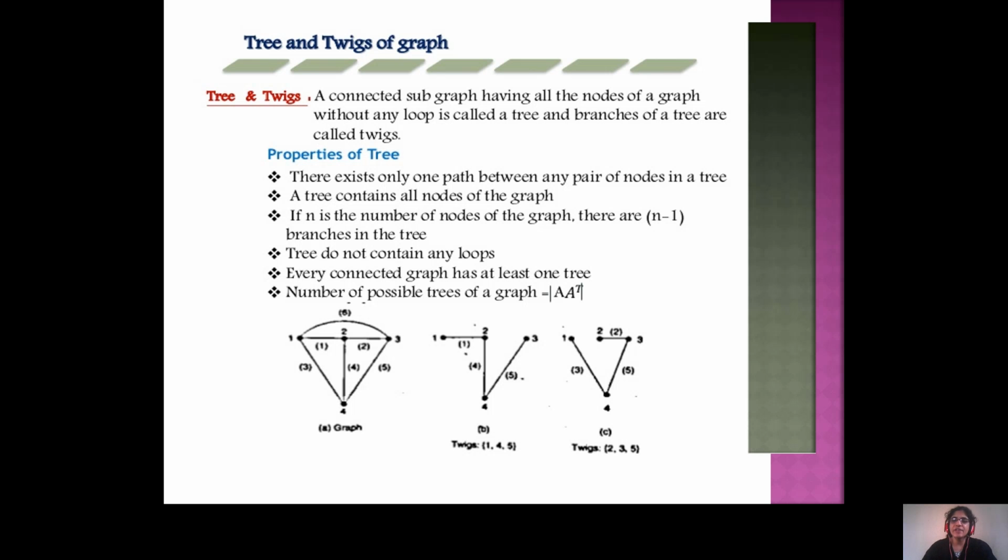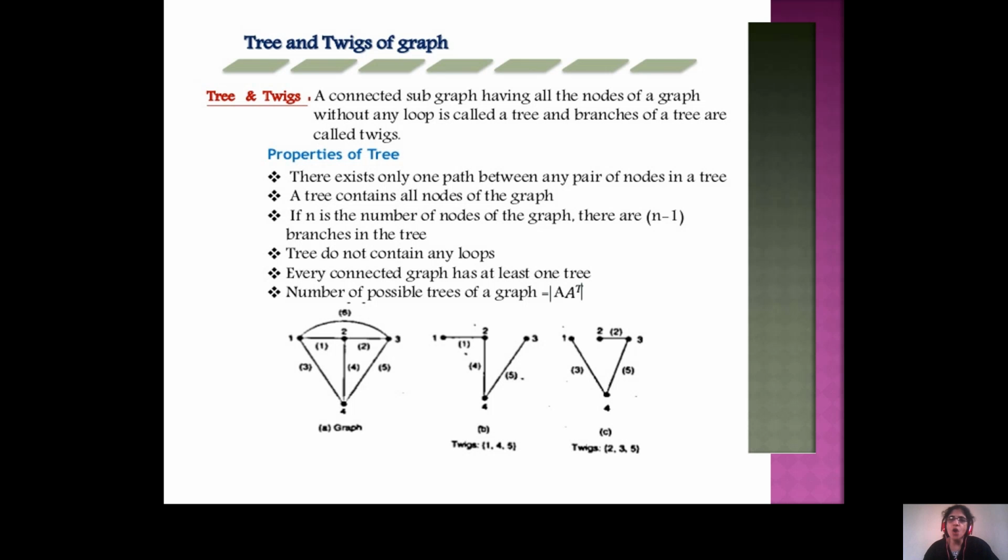Next, what are the different properties to frame this tree? Depending on this tree only, the incidence matrix, tieset matrix and cutset matrix have to be done. So a tree means tree or twigs. A tree connects all the nodes but does not form a loop. The remaining branches are called twigs or links. So first, when you observe this graph, there exists only one path between every pair of nodes in a tree.